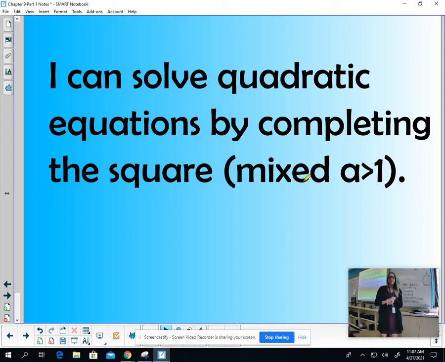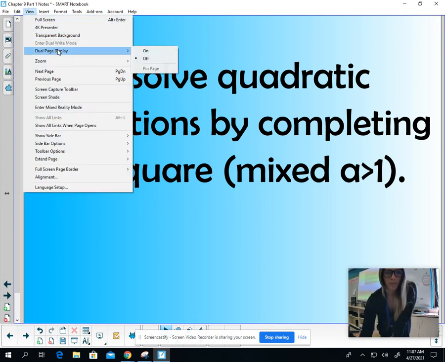All right, guys, our focus during this video is solving quadratic equations by completing the square mixed, where a is greater than 1. Okay, go ahead and throw this I can statement at the top of your notes. Go ahead and pause this video wherever you need to, and let's jump into our first example.